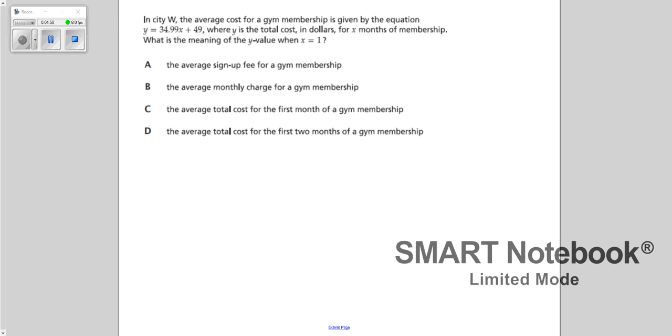They want to know what x equals 1 represents. So x is the number of months. So it has to have something to do with 1 month. So when x equals 1, and you plug that in, you're going to figure out y, which they tell you is the cost for 1 month. So it must be c, the cost for the first month of going to the gym.